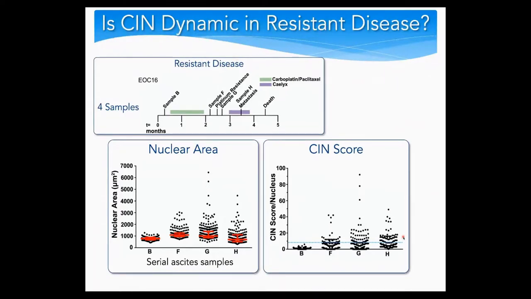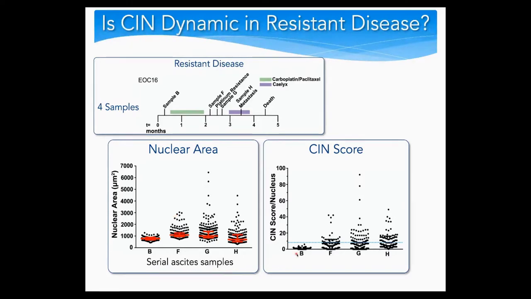The final case that I'm going to show you is really designed to address the question, is CIN dynamic in resistant disease? So this is someone with resistant disease, clinically defined as disease recurrence within 6 months of the final treatment. We obtained 4 samples from this individual, 1 immediately prior to any treatments, 1 after. She was deemed platinum resistant. We had a 3rd sample and then a 4th sample that was collected while she was undergoing treatment with Caelyx, which is liposomal doxorubicin.